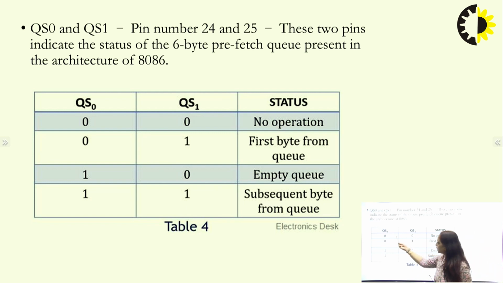When the values are 00, no operation will be done. For 01, the first byte from the queue will be read. For 10, the queue is empty. For 11, the subsequent byte will be read.